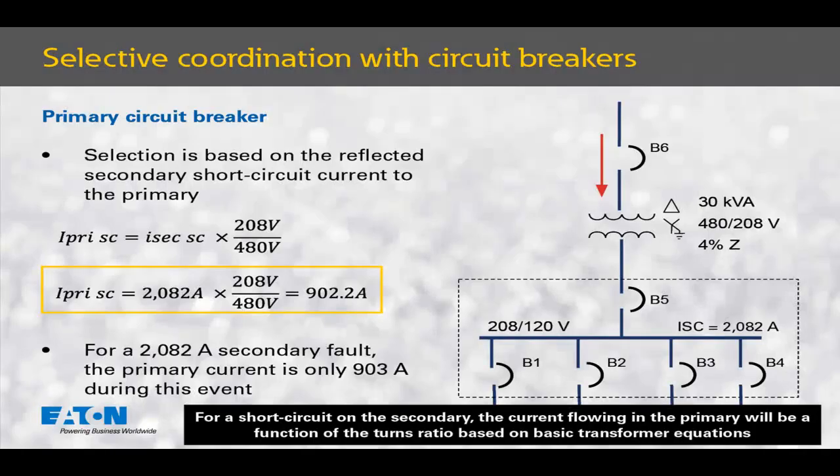For a short circuit on the secondary of this transformer, the primary circuit breaker will see a smaller current based upon the turns ratio of the transformer. To calculate that current, I multiply 2082 secondary amps by 208 secondary volts divided by 408 primary volts. This shows us that for a 2082 amps calculated short circuit current on the secondary of this transformer, the primary current flowing during that fault will only be 902.2 amps. For our sake, we're going to use 903 amps.